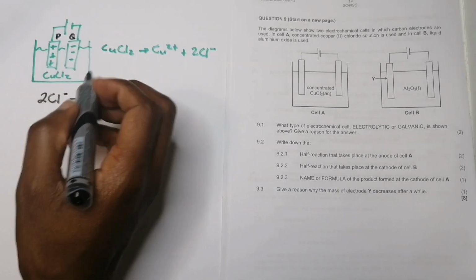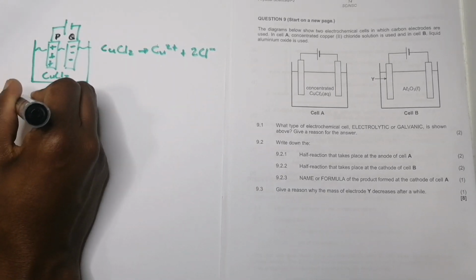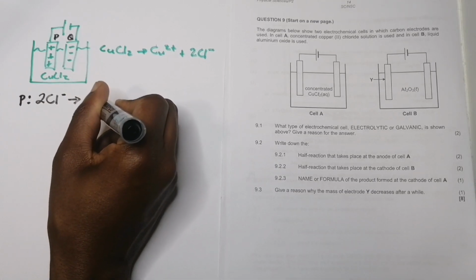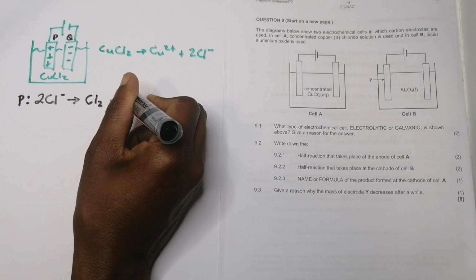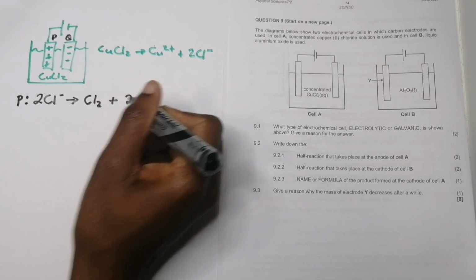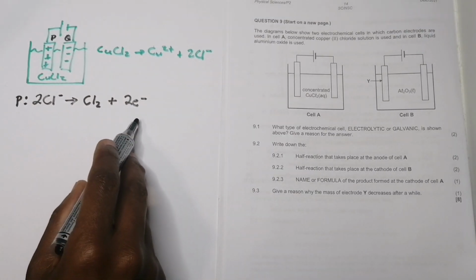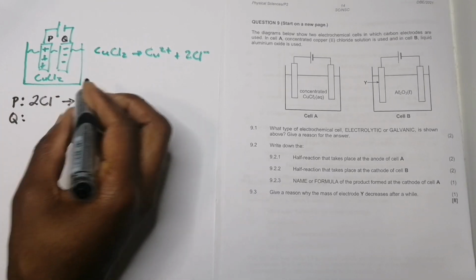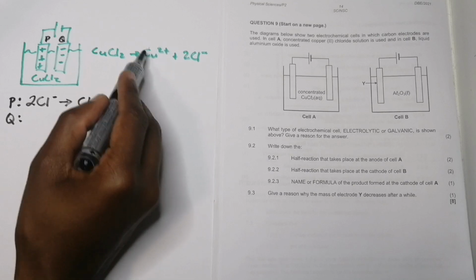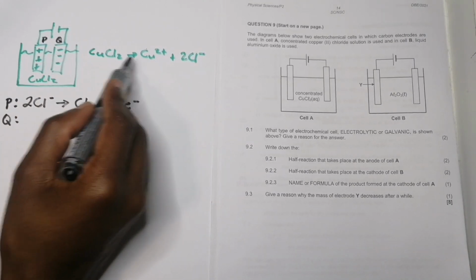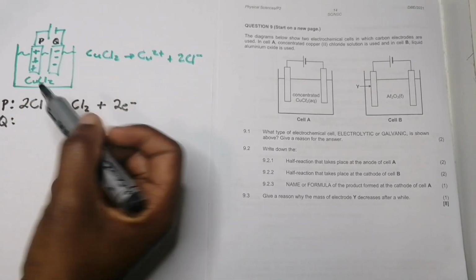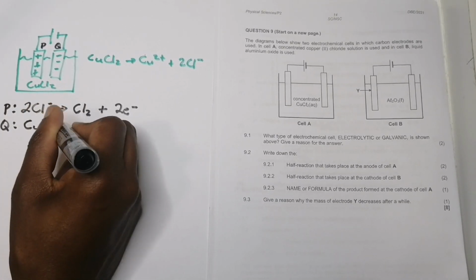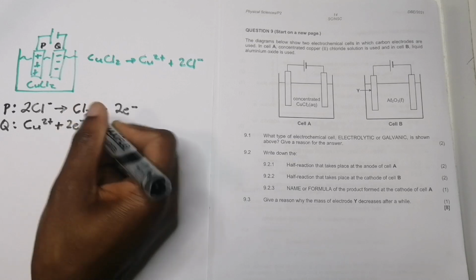at electrode P, this is the reaction that's taking place. 2Cl minus becomes Cl2 by losing 2 electrons, right? So it undergoes oxidation, whereas at Q, we're going to be attracting those copper 2 plus ions, right? They're going to be seeing those electrons there. So in actual fact, you're going to have copper 2 plus undergoing reduction, okay?